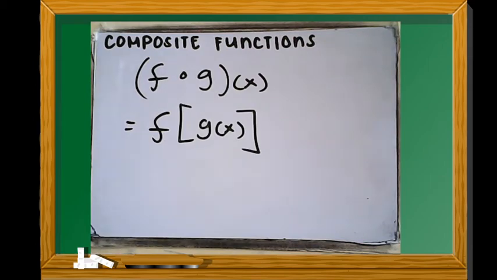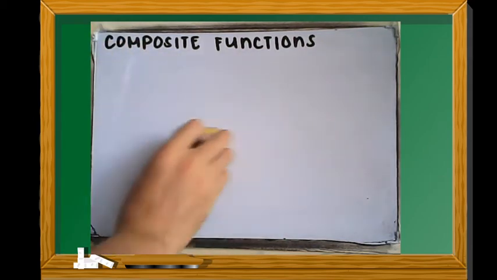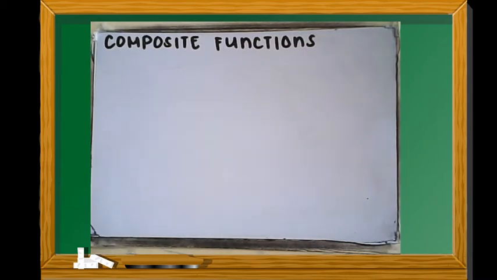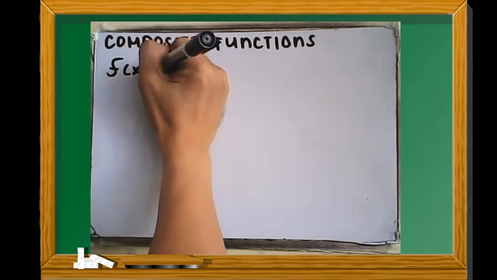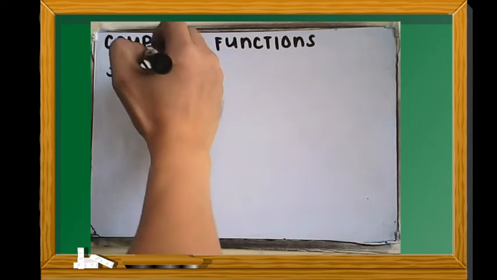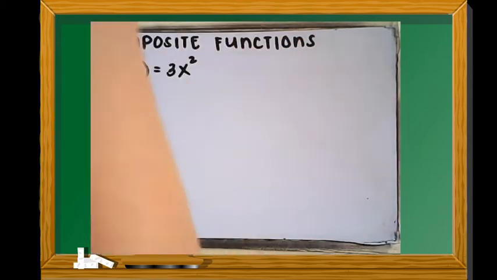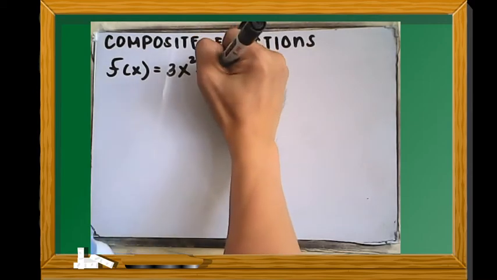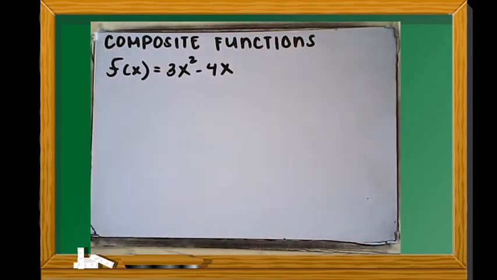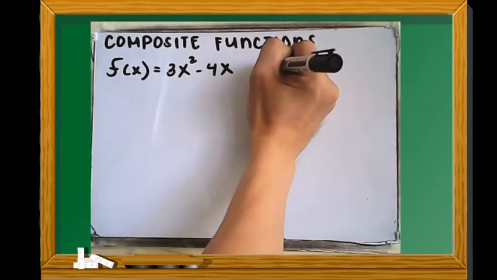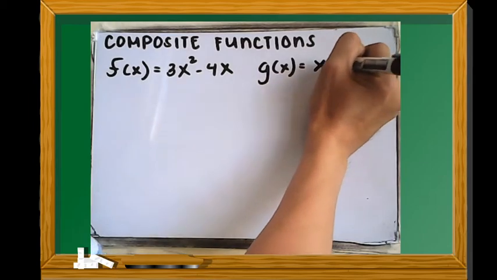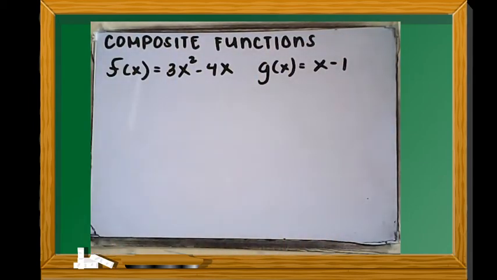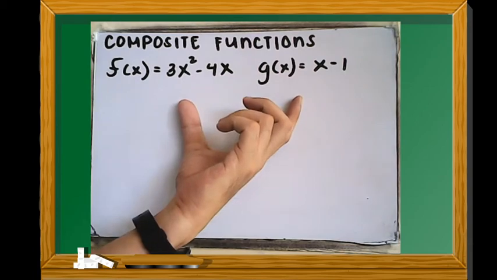So let's have an example. The given functions are f of x is equal to 3x squared minus 4x, and the other function is g of x is equal to x minus 1. So these are the given functions.